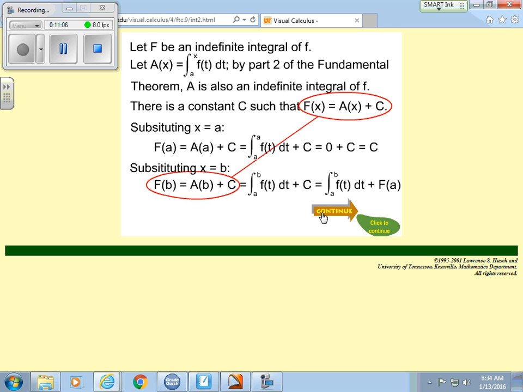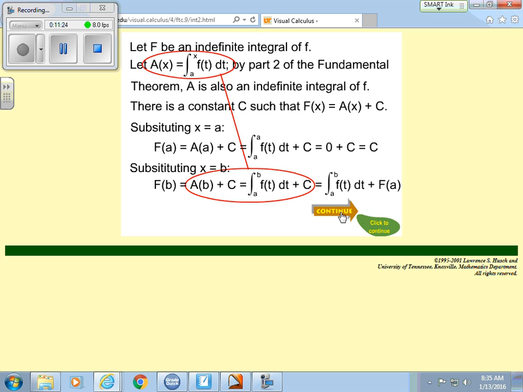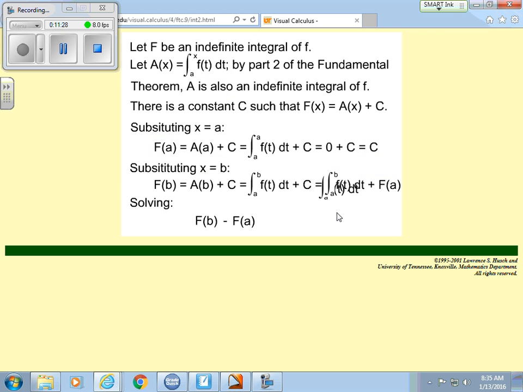Well, rearranging what we know from F of a, because we said c was F of a, remember us saying F of a equaled c? Then we could say that equaled the integral from a to b of f of t dt plus F of a. Doing some clever substitution and rewriting, we get the second part of the fundamental theorem of calculus.